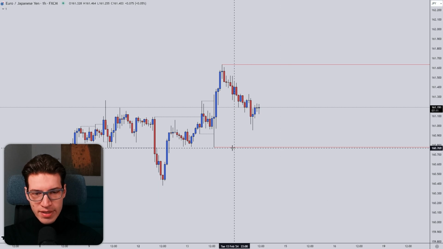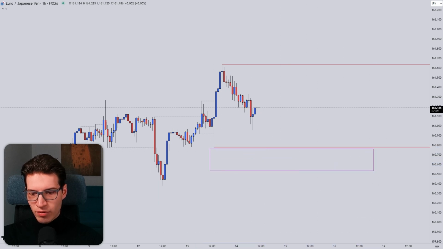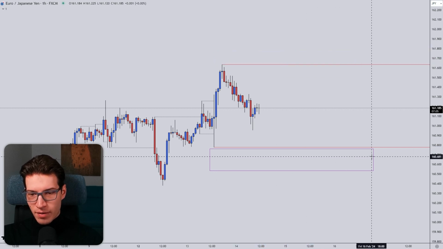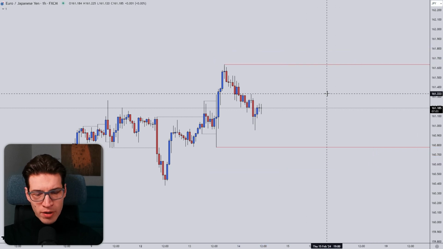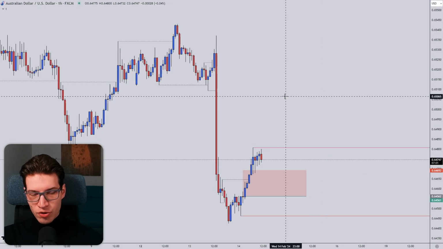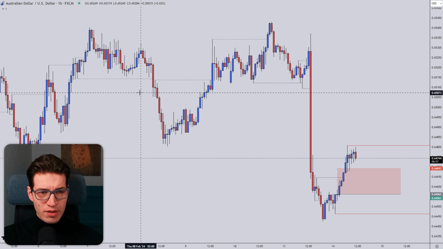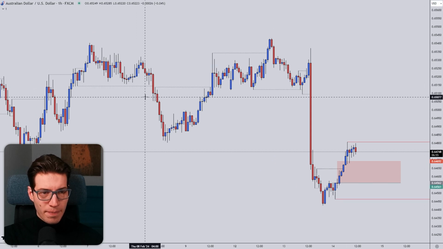Again, be careful in these areas. Price can easily push into them and retrace. Those are areas full of liquidity. And I think we can move on because I do have one more interesting trade on the Aussie US dollar I want to cover. So last Wednesday, let's identify it.